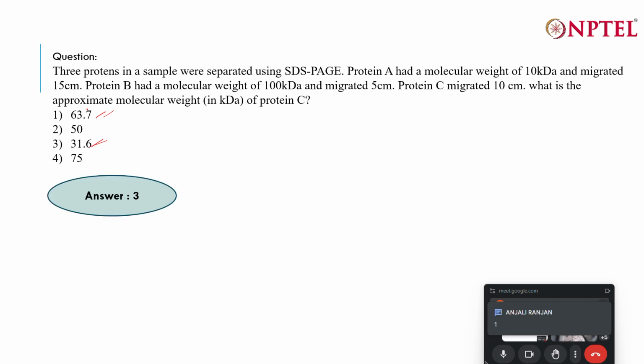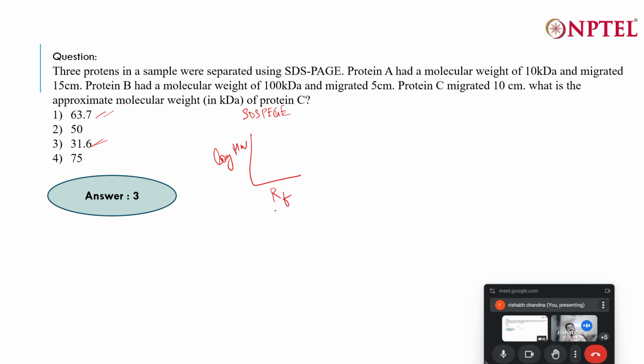Okay, so the correct answer is option number 3. Whenever we run an SDS-PAGE, we plot a graph between log molecular weight and the relative migration based on the dye front that we are using. So this yields a negative slope graph. This would be y is equal to minus m x plus c. So this is how the equation goes.